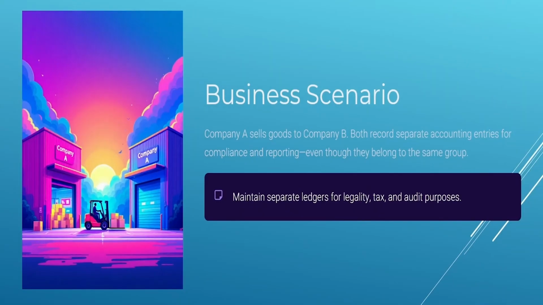Let's understand the business scenario. In an intercompany scenario, company A may sell goods to company B and company B records the purchase from company A. Even though both companies belong to the same group, they maintain separate accounting entries for compliance and reporting purposes.